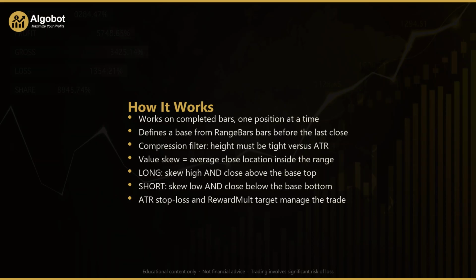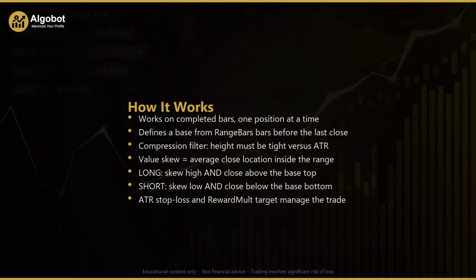First, the strategy defines the base. It looks at a window of bars immediately before the most recently closed bar, 20 bars by default, controlled by the RangeBars input. Across that window, it finds the highest high and the lowest low, and the distance between them becomes the base height. Next comes the compression filter. The strategy computes the average true range over its period, 14 by default, and rejects the setup if the base height is larger than the compression multiple of that average true range, 2.8 times by default. This keeps the strategy focused on genuinely tight bases and screens out wide, already trending ranges masquerading as consolidation.